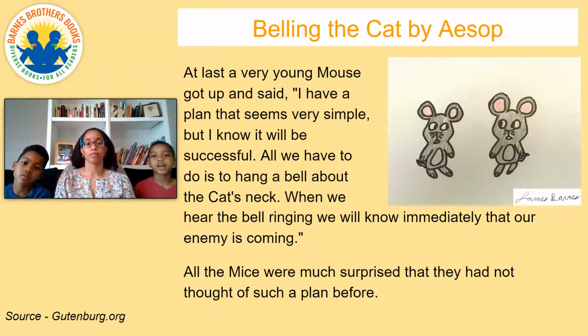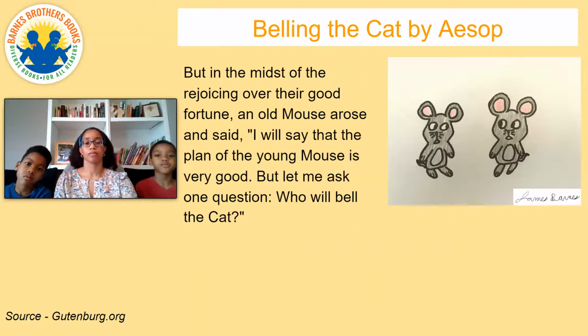At last, a very young mouse got up and said, "I have a plan that seems very simple, but I know it will be successful. All we have to do is hang a bell about the cat's neck. When we hear the bell ringing, we know immediately that our enemy is coming." All the mice were much impressed that they had not thought of such a plan before. But in the midst of the rejoicing over their good fortune, an old mouse arose and said, "I will say that the plan of the young mouse is very good, but let me ask you one question. Who will bell the cat?"